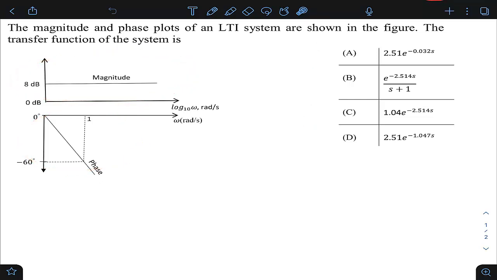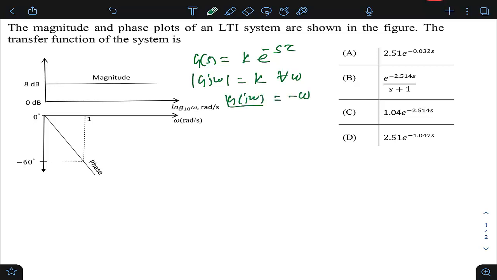So student, you see that the magnitude plot is constant for all frequency and the phase plot is linearly decreasing for all frequency. So definitely the transfer function will have the format k into e raised to power minus s tau, because in this case if I take the magnitude, this is k for all frequency, and if I ask you what is the phase of this, the phase of this is simply minus omega tau for all frequency. So definitely this has to be the format k into e raised to power minus s tau.